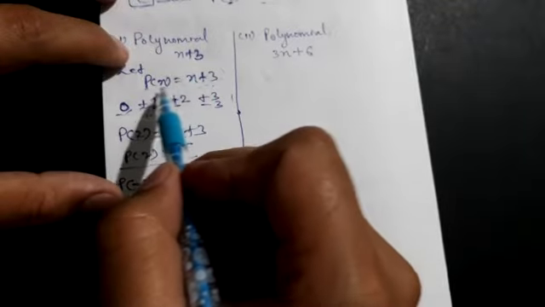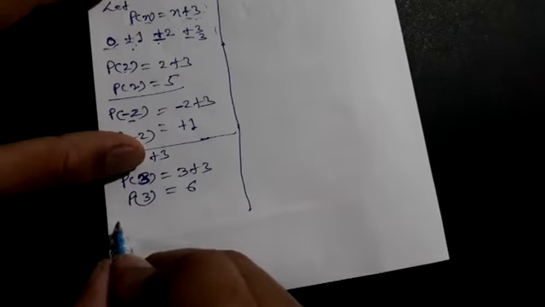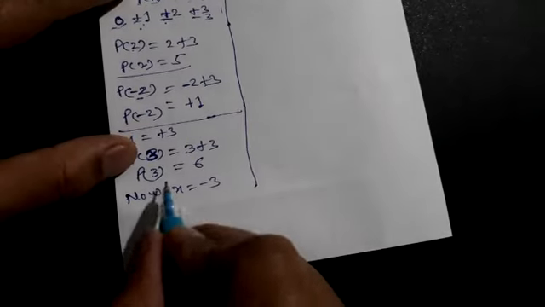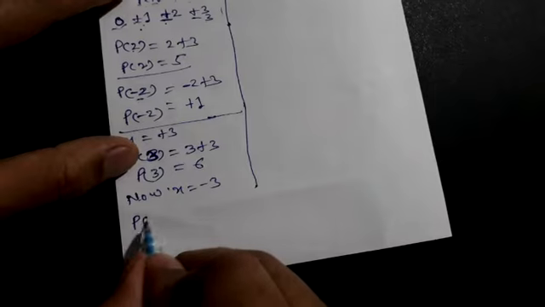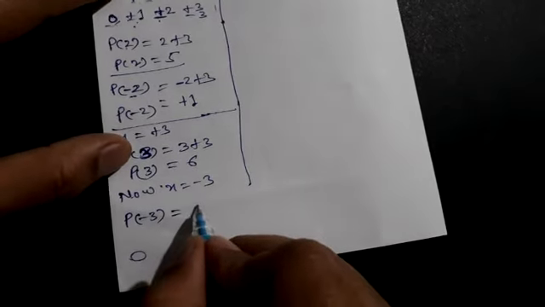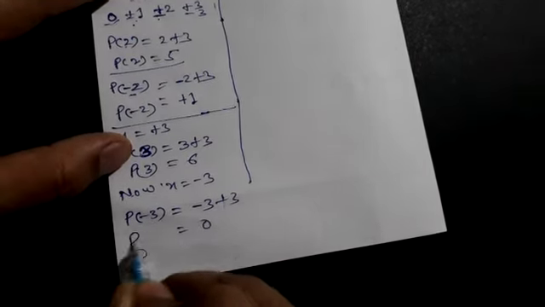of this given polynomial. Okay, now in this polynomial we are going to substitute x equal to minus 3. Substituting x equal to minus 3, you will write it properly. So p of minus 3 is equal to, in place of x, minus 3, you are going to substitute plus 3. So minus 3 plus 3, your answer will be 0. So p of minus 3, your answer is 0.